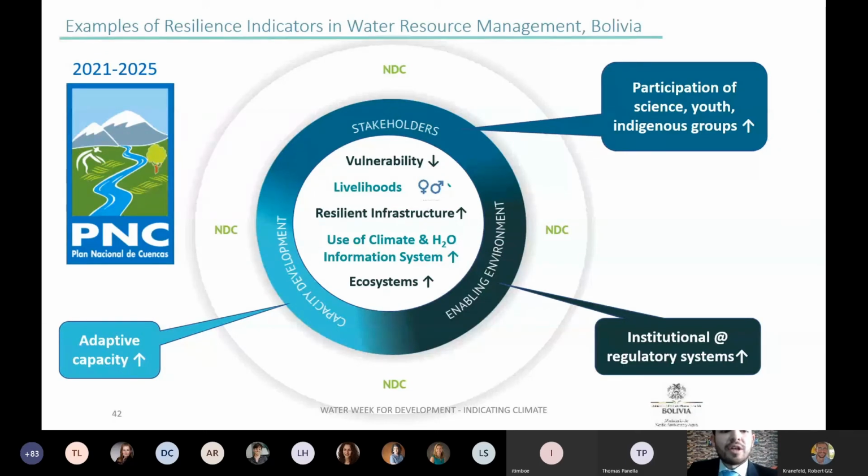And also we have progress indicators. The progress indicators you can see in the middle here: reducing vulnerability for people and ecosystems. This is very important. Also developing resilient infrastructure, the use of climate and water information systems, and finally the development of ecosystem-based adaptation measures. That's what we get from all these analyses, the progress indicators and the process indicators.